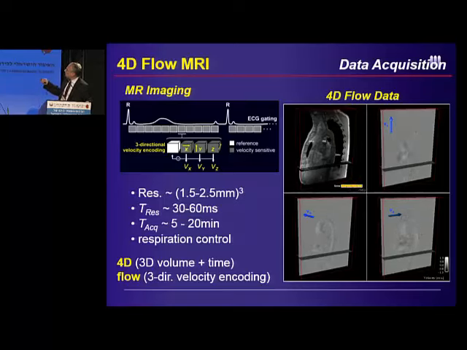So for example, this one is encoded to measure velocity in the z direction. And you can see that when blood flows up, it's white, and when blood flows down, it's black, based on the encoding here. And then we can do this in all 3 directions, and then actually voxel by voxel get a determination of the velocity, and then we can do that throughout the cardiac cycle, and hence we have 4D MRI. It's 3D velocity over time.